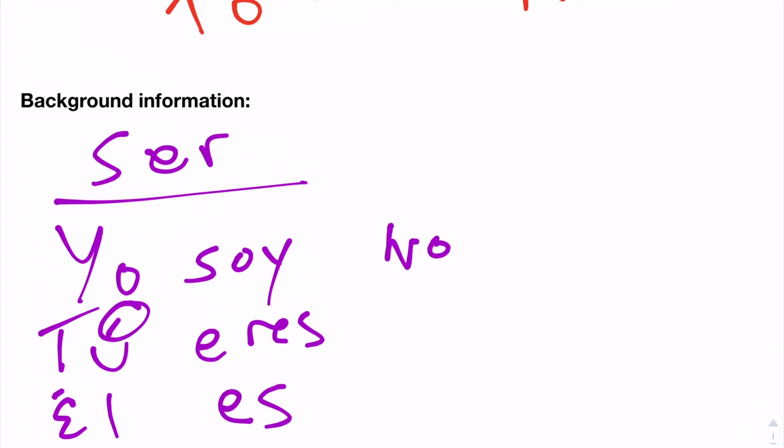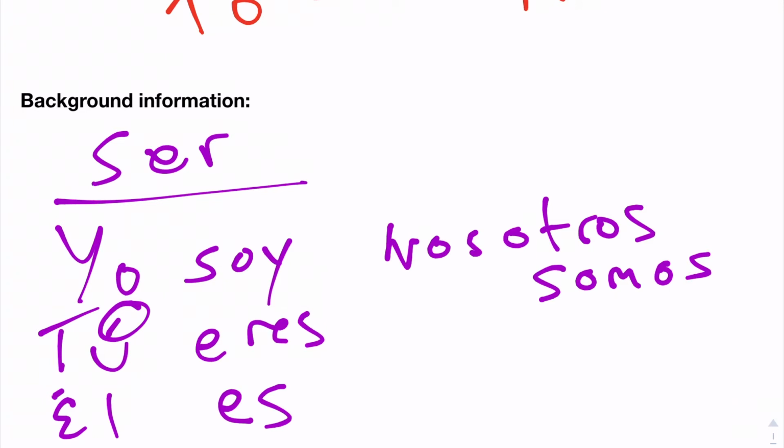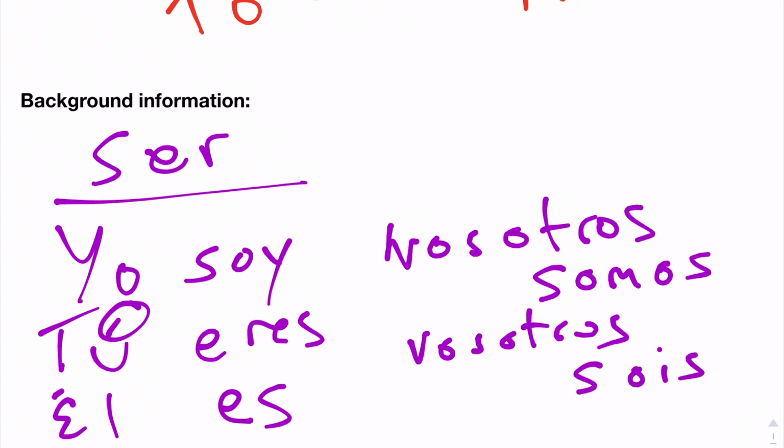Nosotros form would be somos. Vosotros would be sois, and the ellos, ellas, ustedes form would be son.